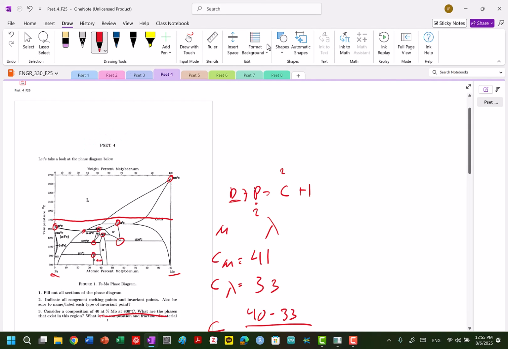So let's go ahead. I'm going to change colors. I'm going to go to black. So we're going to go here and here. And remember, every time we cross a line here, we're going to draw these little dashed lines here. So from here to here, we are pure phase liquid. Then from here to here, we are liquid plus, and I'm just going to call this solid 1, just for my notation's sake. And then after that, we are just solid 1.